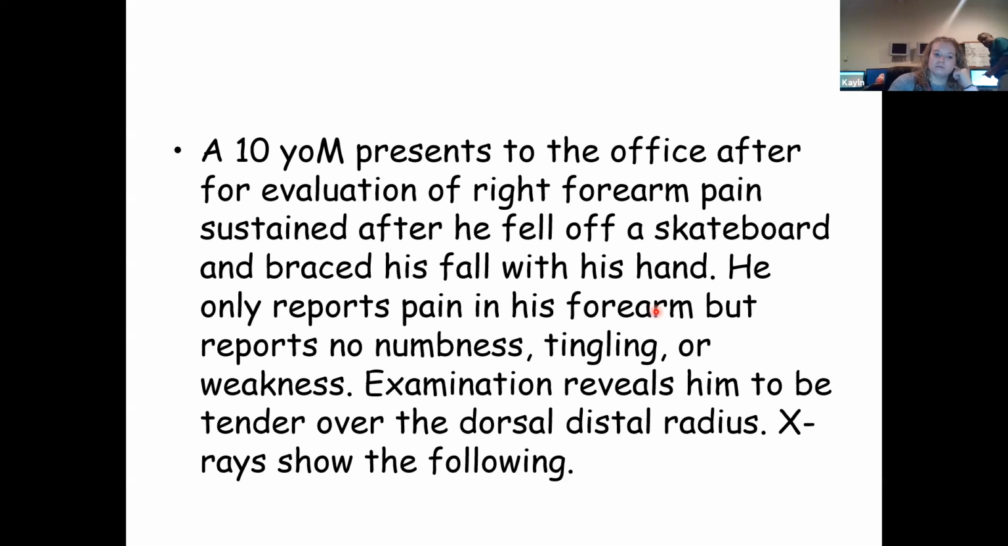Buckle fracture. Buckle fracture, good. What else? There's the Colles fracture, although this isn't necessarily the Colles fracture, that's for mechanism. Adults.